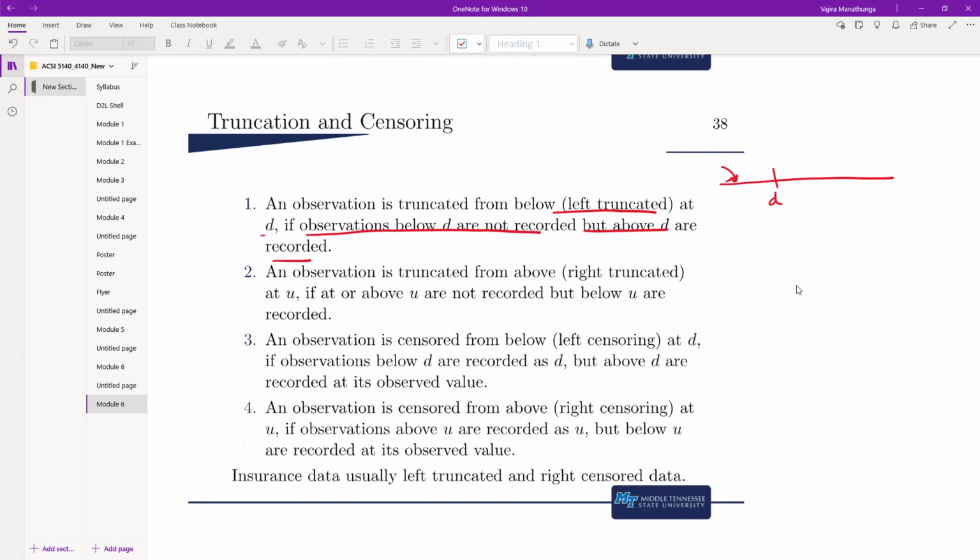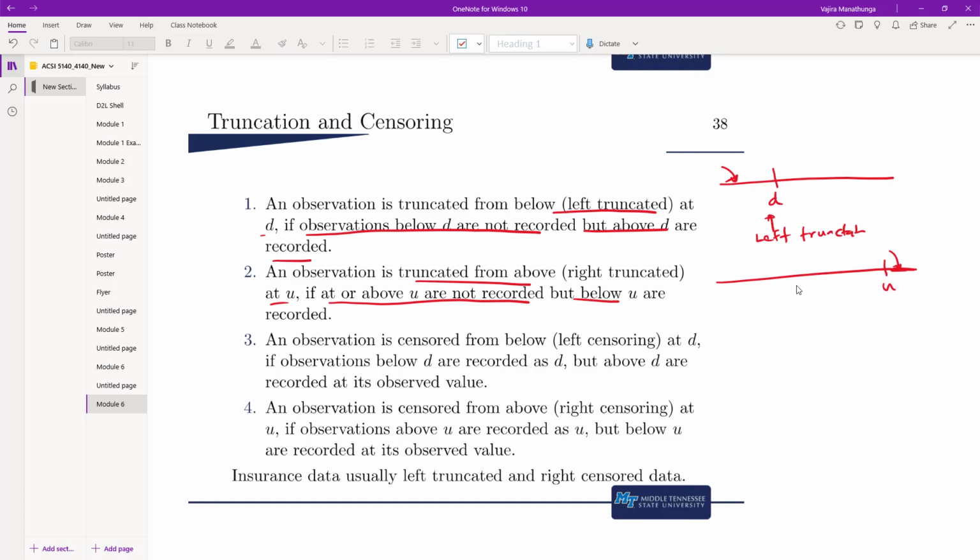An observation is truncated from above at U if observations at or above U are not recorded, but those below U are recorded. So any observation occurring here is not recorded. Anything below U is recorded. Usually you will see left truncated, that's a popular one to see in the insurance field.